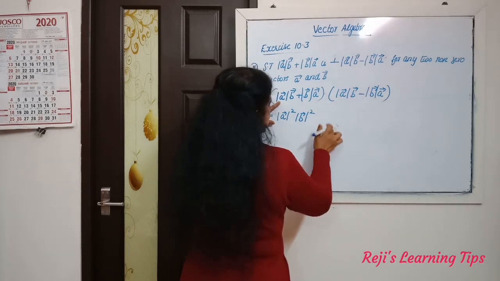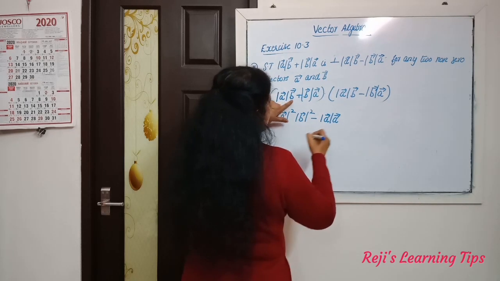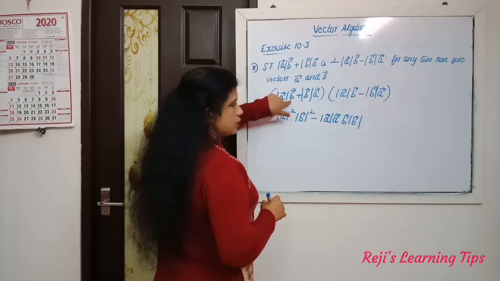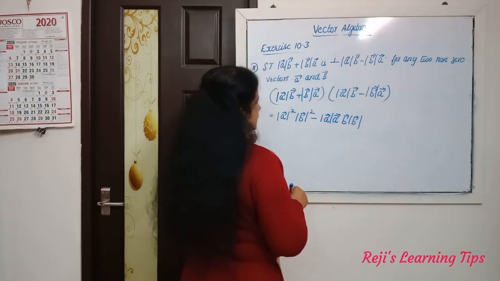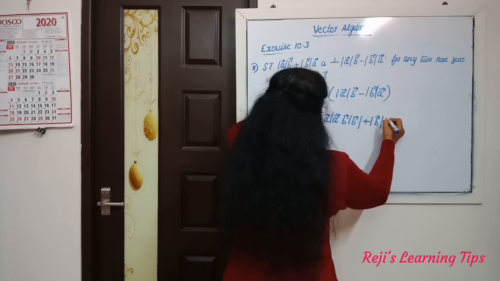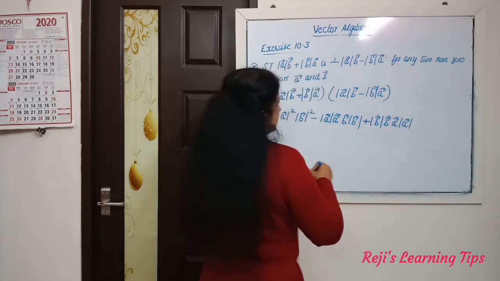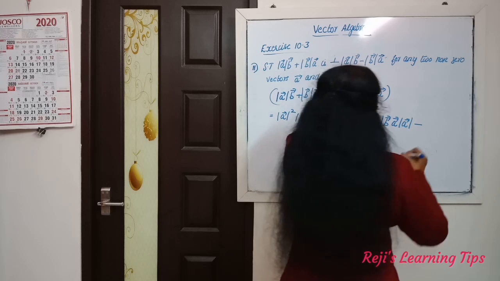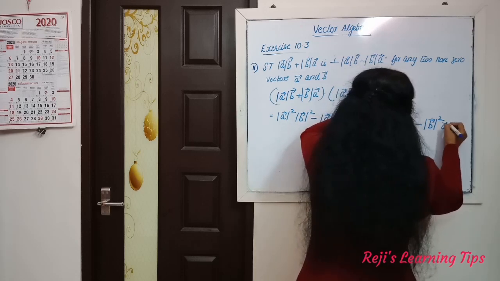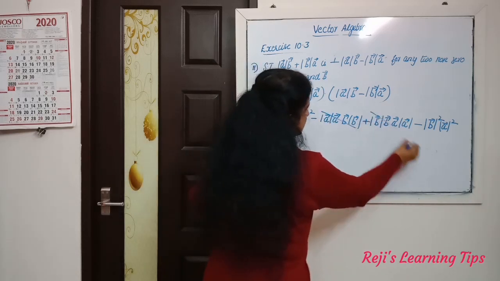So we can write here, minus, modulus of A times A, modulus of B times B. Then next, plus modulus of B times modulus of B times A times modulus of A. Then minus modulus of B times modulus of B, that is modulus of B squared. A dot A means modulus of A squared. Okay, then we can cancel these. This one and this one we can cancel.